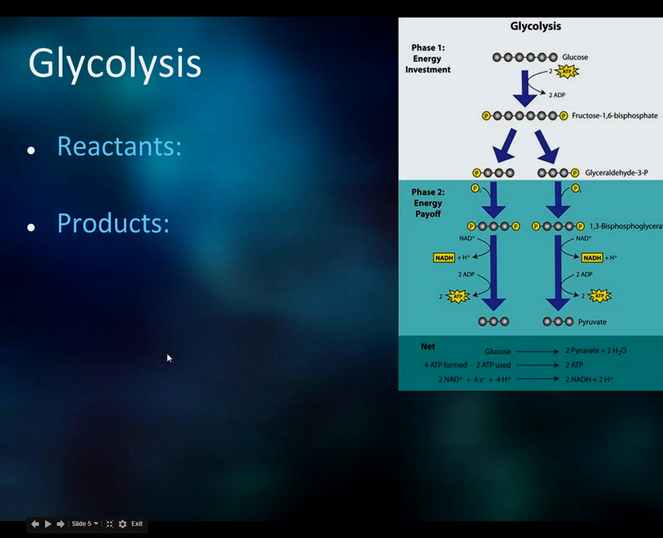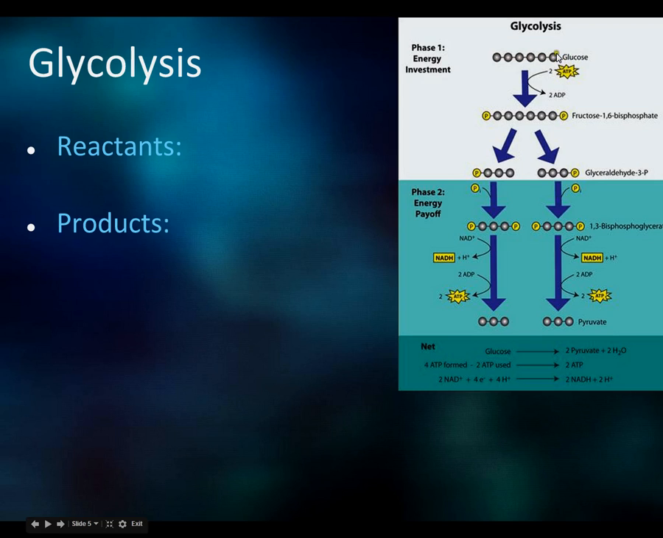Let's move on and talk about glycolysis. Take a minute, pause the video, and look at this diagram. Alright, so you've taken a minute and looked at the diagram. What you notice is you have a 6-carbon glucose, and that's what these circles represent, carbons.